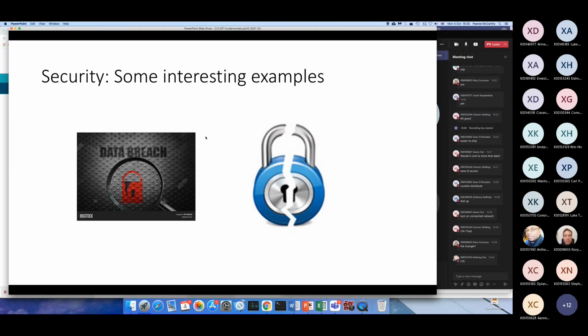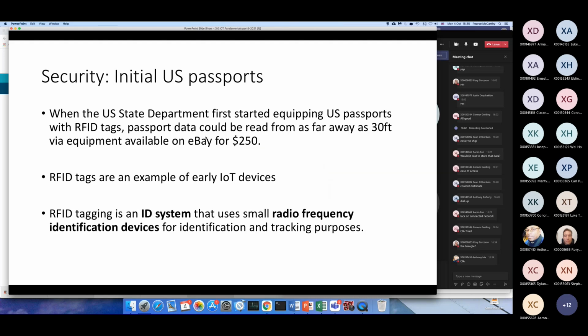So some interesting early examples of when it goes wrong. Early IoT sensors or tags were these RFID tags. You take it for granted these days in shops. You buy clothes and they all have these RFID tags.